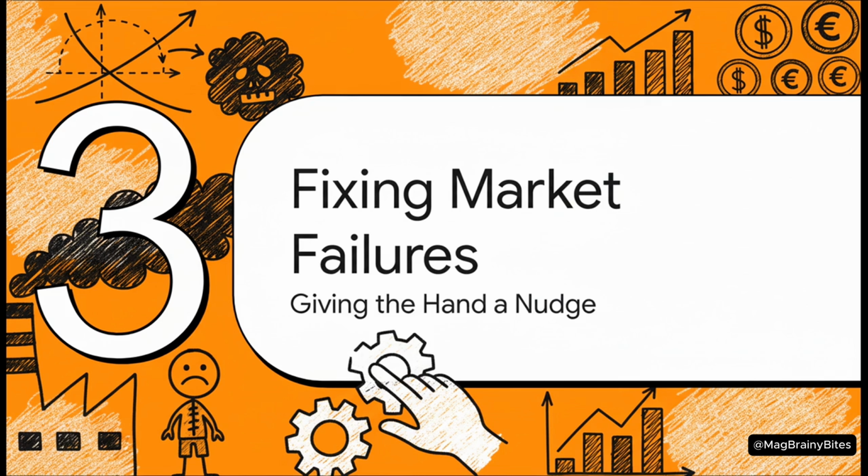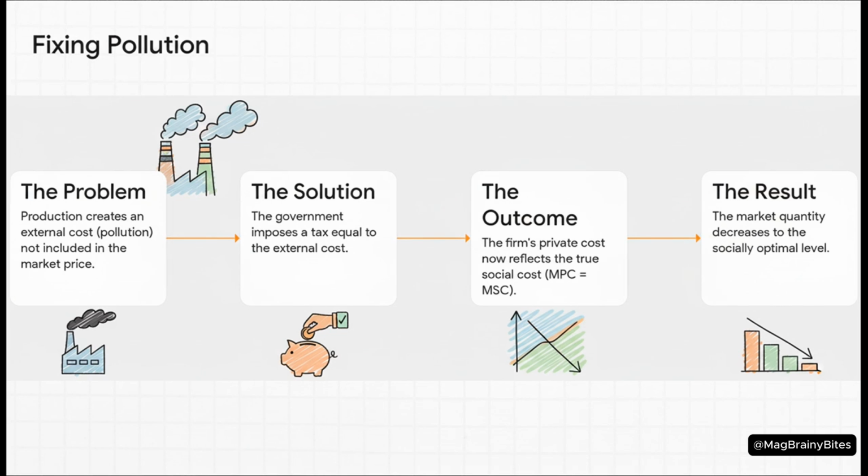So if the invisible hand is fumbling the ball, what do we do? Well, this is usually where governments step in. And the idea isn't to replace the market entirely, but more to give that invisible hand a little nudge to get it back on track. Let's go back to that polluting factory. How do you fix it?